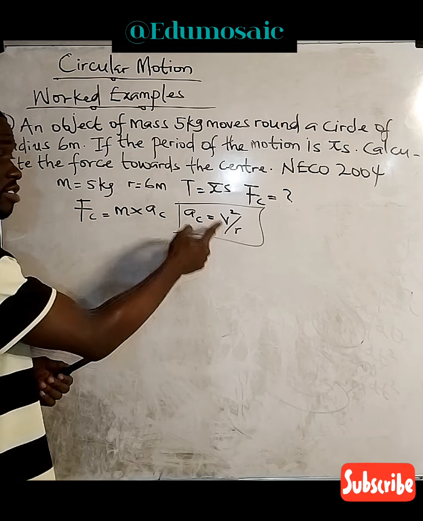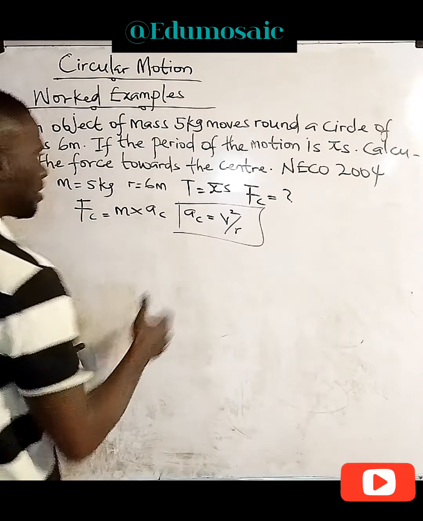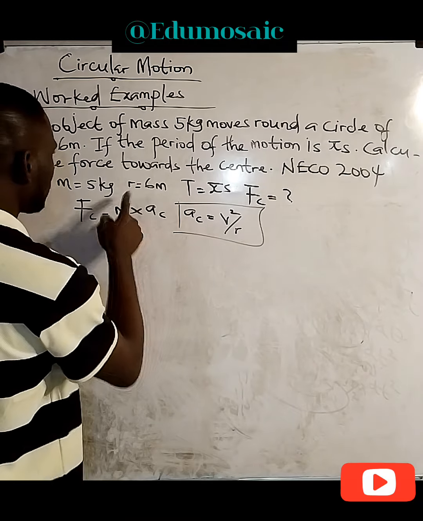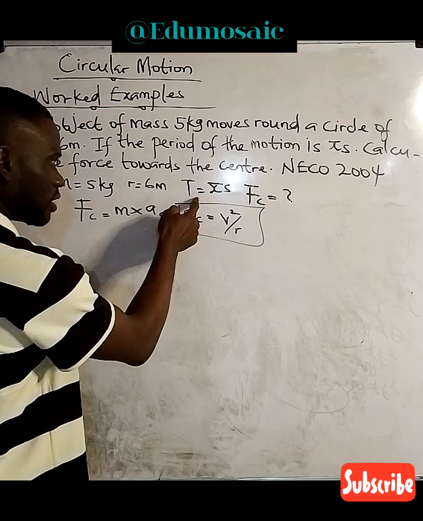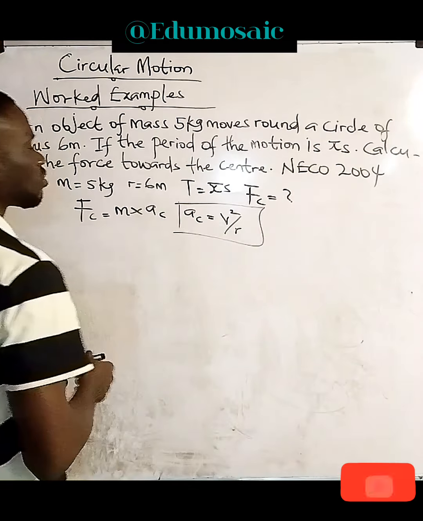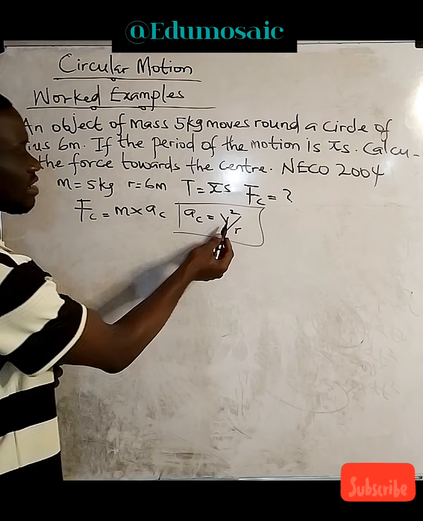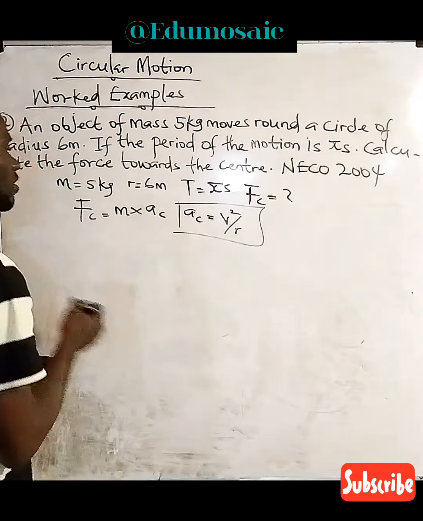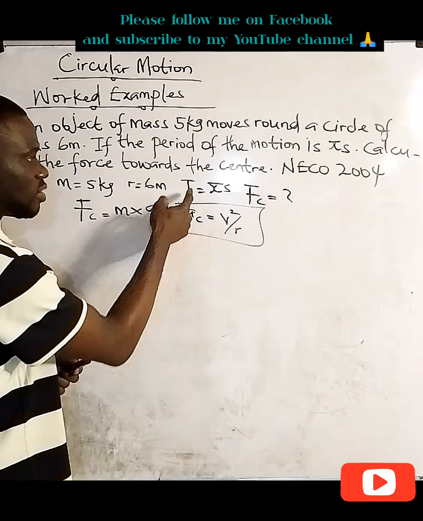Now this is where the whole thing becomes tricky, but it's not really that tricky. Let's see what we are going to do. We have the radius right here. We have the mass. So we need to get the velocity. So how do we get the velocity when we have the period? Don't forget the formula. Is this a linear velocity or tangential velocity? So how do we bridge this linear velocity with period?